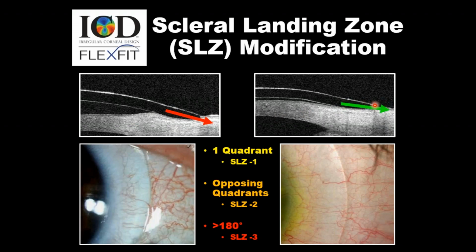When your alignment is appropriate and you've matched the scleral landing zone angle to the underlying scleral angle, then we're more likely to have an appropriate edge relationship. So a small adjustment might be scleral landing zone minus 1. If you have opposing sides that are blanching, scleral landing zone minus 2, or consider altering the toricity or asymmetry of the landing. That you can talk to a consultant about. If you have greater than 180 degrees of a tight edge or blanching, then you're going to order scleral landing zone minus 3, a big jump.